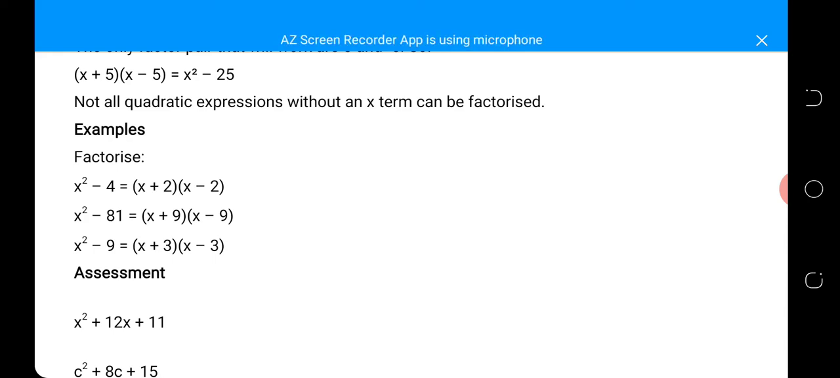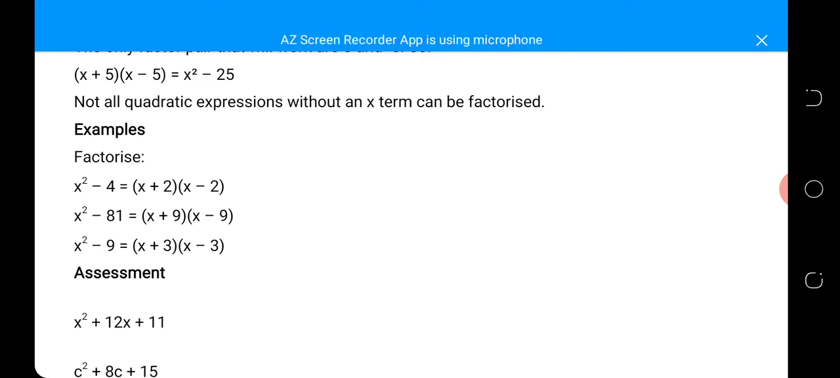Then your constant here is minus 9. Look for the two numbers that when you multiply, you get minus 9, but when you add, you get 0. The two numbers we are looking for are plus 3 and minus 3. Then fill the two brackets with plus 3 and minus 3. And this solves the question.